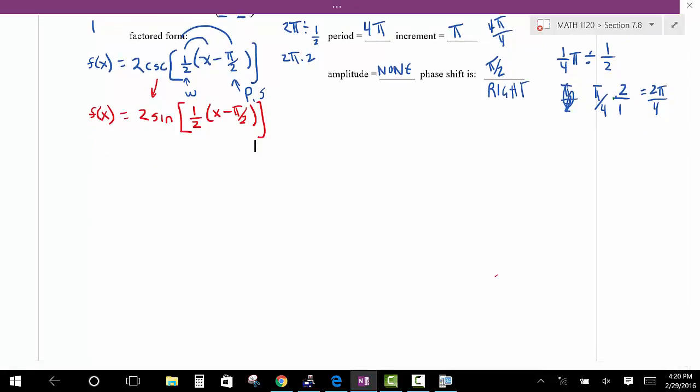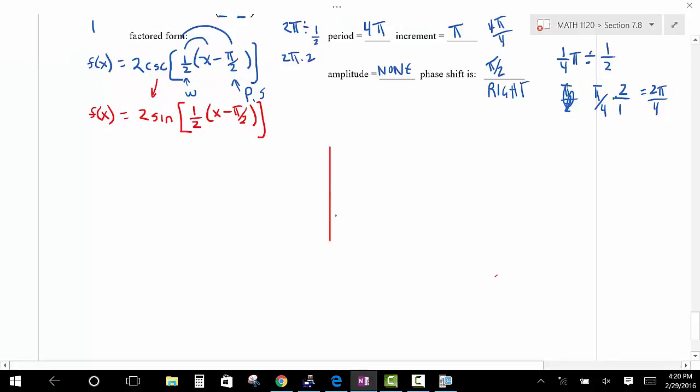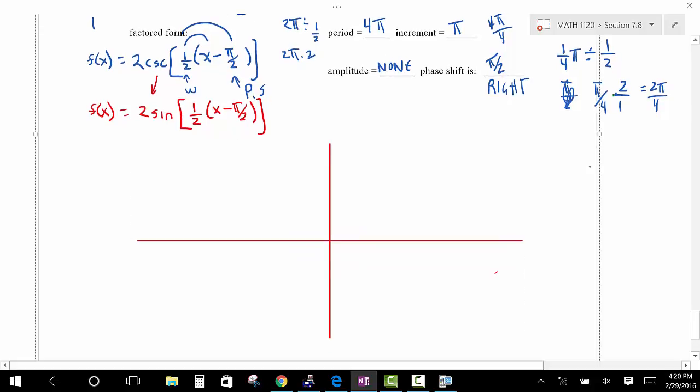All right, let's draw a coordinate system on this, and then we'll get this put together. The increment on this was pi, so just start counting by pi's. You'll have pi, 2 pi, 3 pi, and so forth. And we'll go out this way, the same idea.